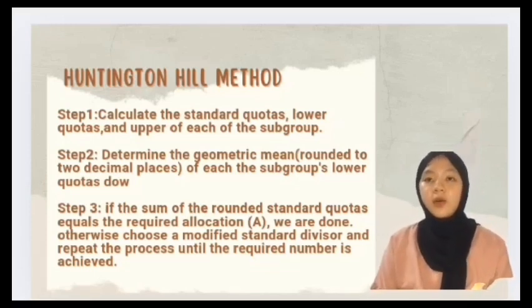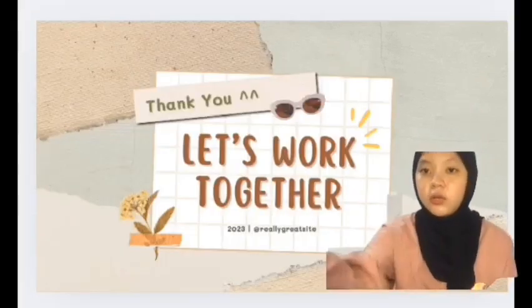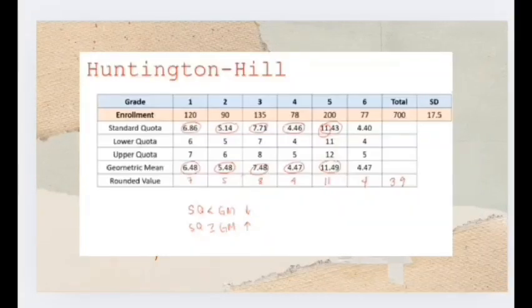So, kagaya ng ginawa natin sa mga naunang method na inaral natin, kapag yung mga standard quotas is equal na sa A or doon sa allocated natin, stop na tayo. So, pagka hindi pa rin natin nakuha yung allocation natin, as usual, gagamit ulit tayo ng MSD hanggang sa ma-achieve natin yung allocation. Okay, so example of Huntington-Hill method is parehas lang sila ng Webster method. Kaso dito sa Huntington-Hill method is kukunin natin yung standard quota, lower quota, tsaka upper quota, geometric mean, and rounded value. Okay, so same lang na example, yung grade enrollment.